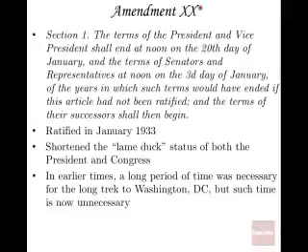So this is Amendment 20 to the U.S. Constitution. Section 1 says that the terms of the president and vice president shall end at noon on the 20th day of January, and the terms of senators and representatives at noon on the 3rd day of January of the years in which such terms would have ended if this article had not been ratified, and the terms of their successors shall then begin. So this is Section 1 here.